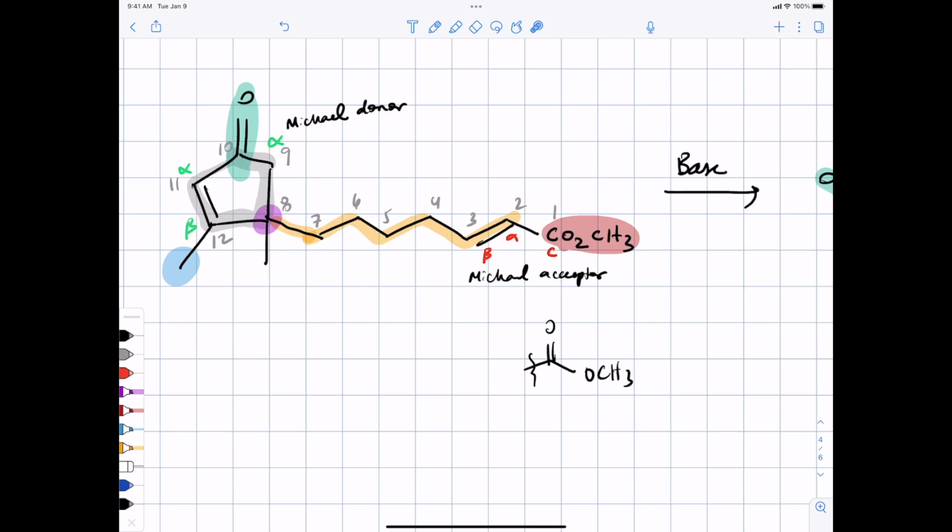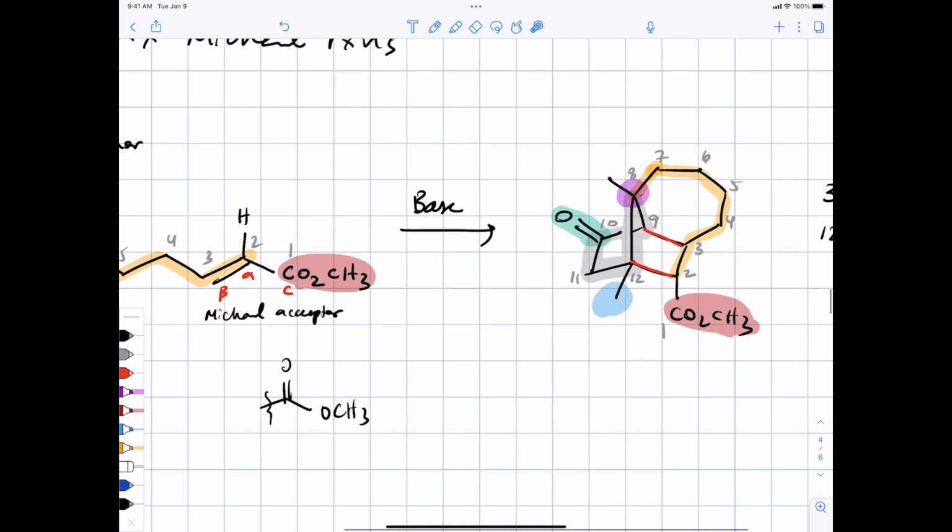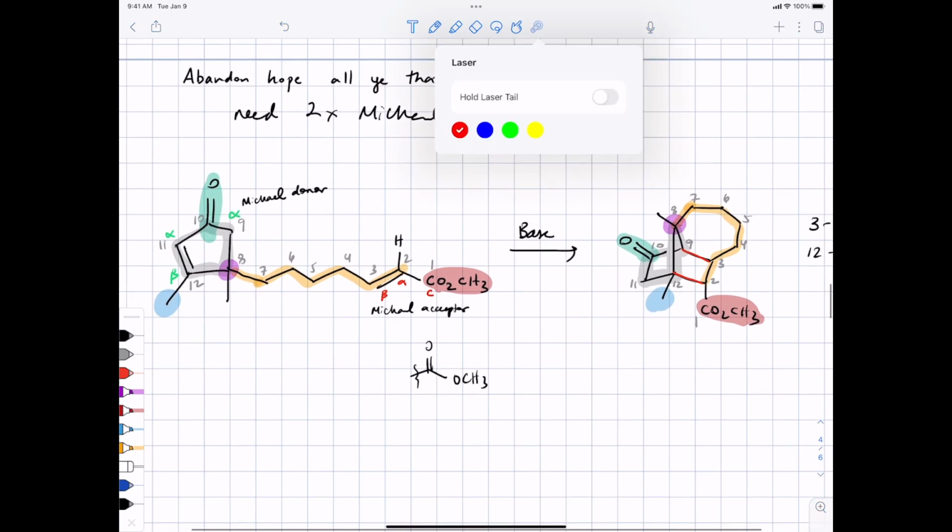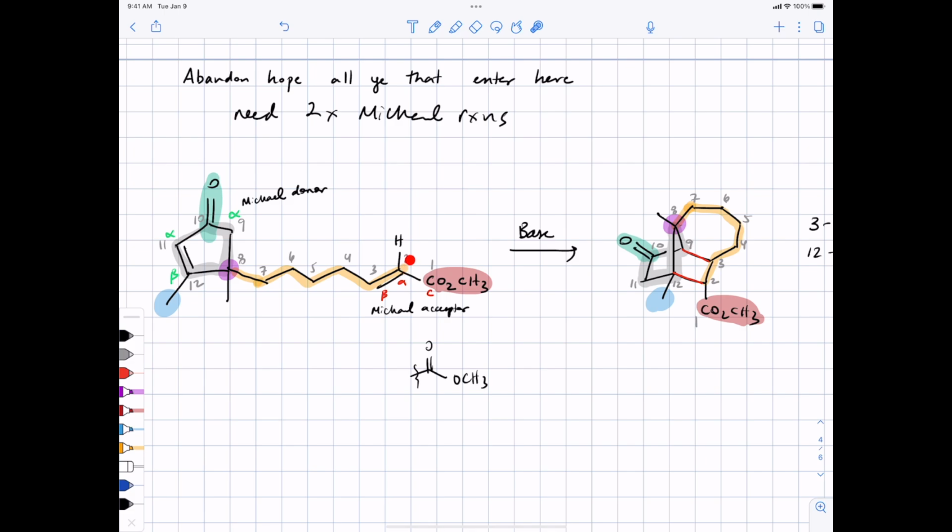Which one has to happen first? And the idea is I can't make the enolate to make the bond between 2 and 12. I would have to make the enolate here with red alpha and then attack green beta 12.